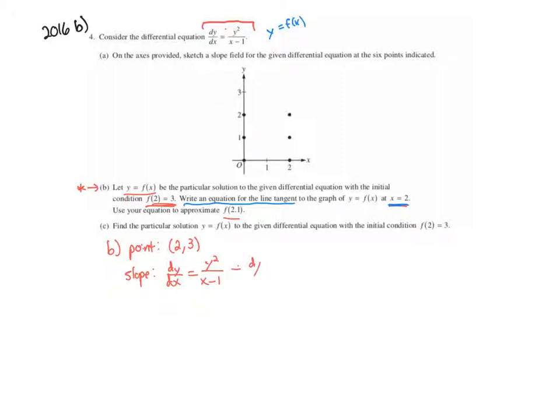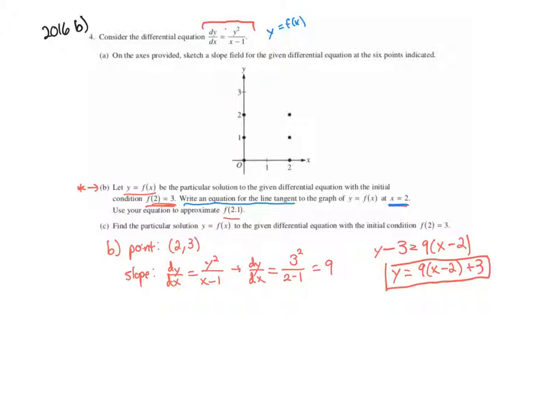So when we plug in our point, dy/dx would be equal to, looks like we've got 3 squared over 2 minus 1. So that would end up being 9. So our tangent line equation would end up becoming y minus 3 equals 9 times (x minus 2), which we could rewrite a little bit to be y equals 9 times (x minus 2) plus 3. There's our tangent line equation.